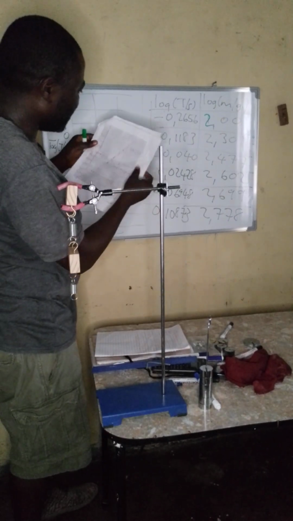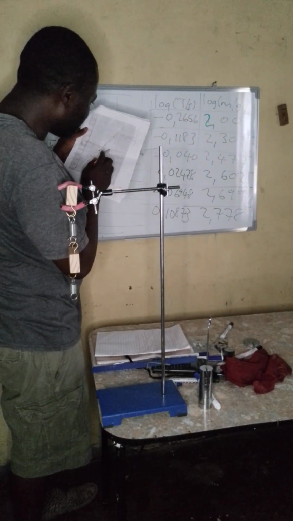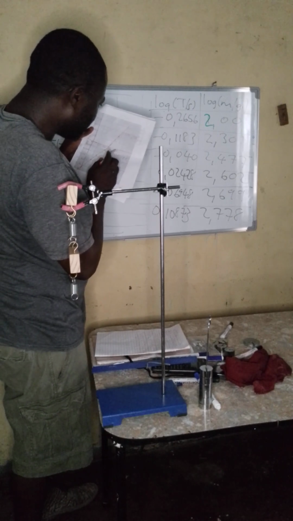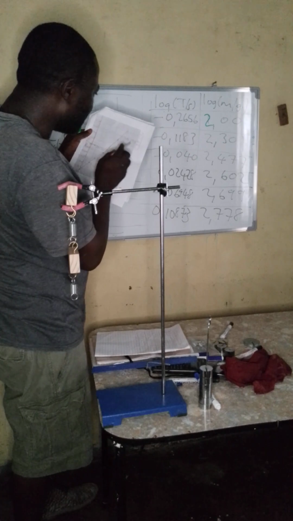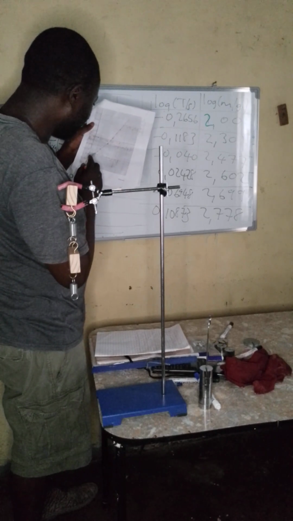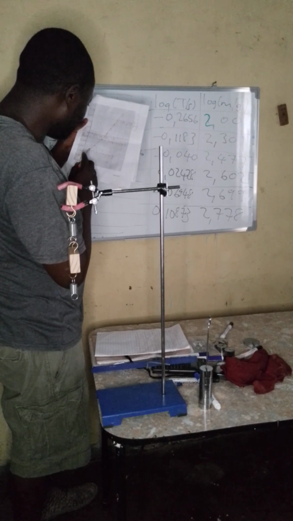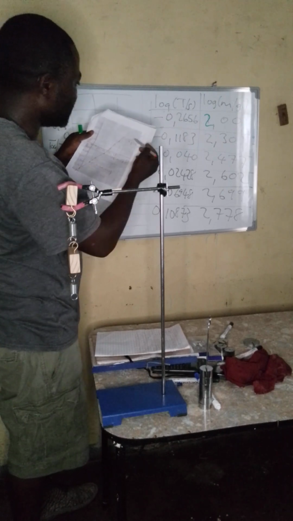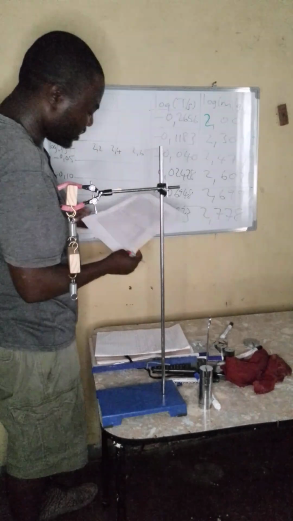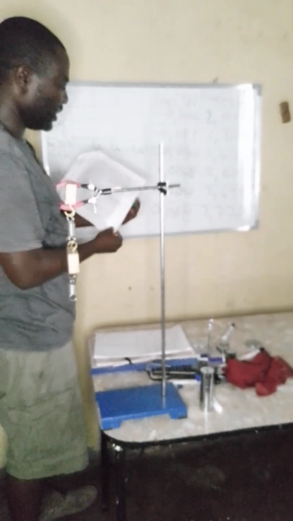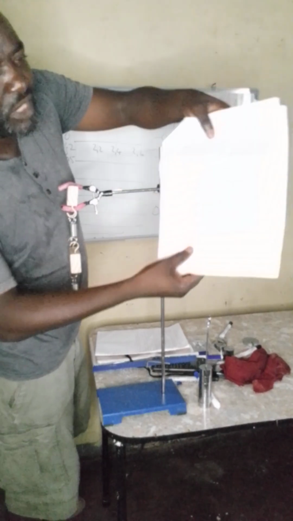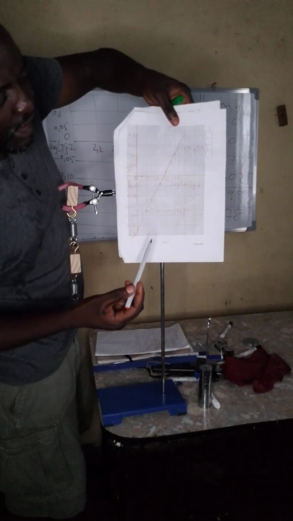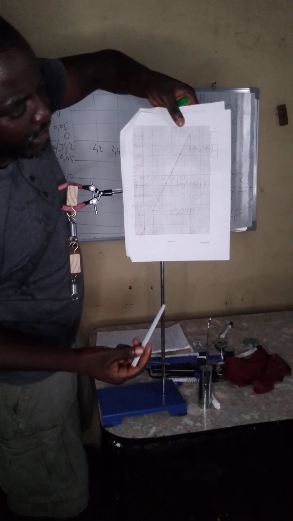So these are the points I've read off. Since I'm the one who plotted this graph: 2.2 against minus 0.175, and 2.86 against 0.15. So these points are going to be used to calculate the gradient. I'm moving on to the analysis stage. Can you see this graph, how it is plotted? Take a closer look.